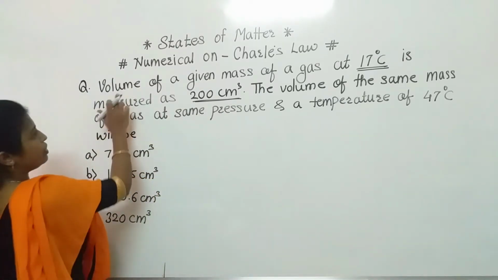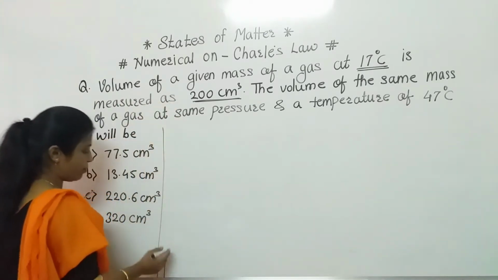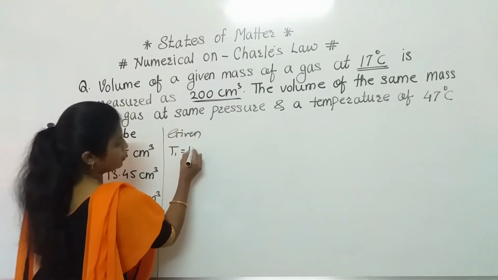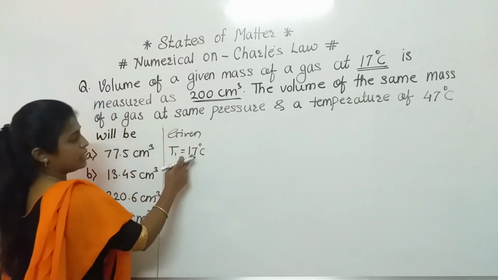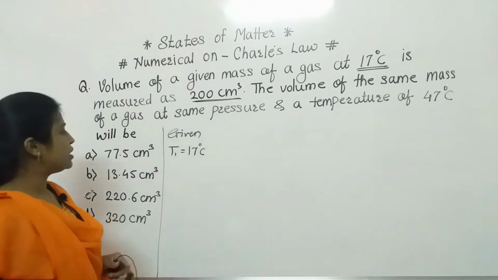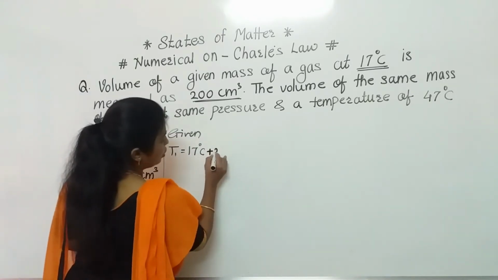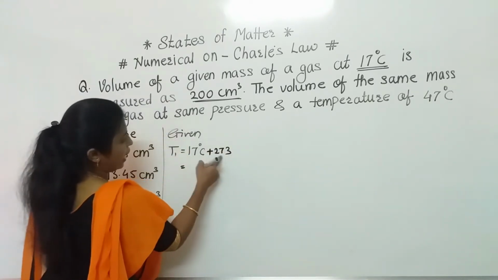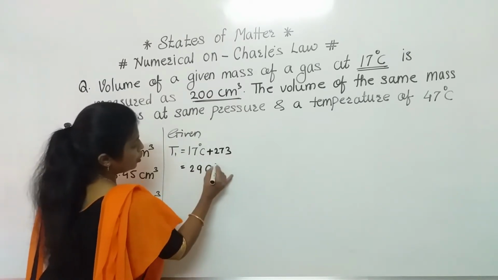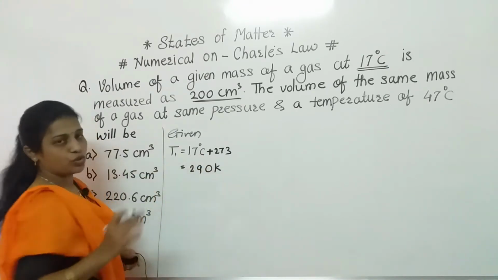Now see, what is given? Volume of a given mass of a gas at 17 degrees Celsius. It is the temperature, so we will write directly the given data: T1 is equal to 17 degrees Celsius. The temperature is given in degree Celsius, so firstly we have to convert it into Kelvin. For absolute temperature we have to add 273. After addition we will get the answer, 290 Kelvin.